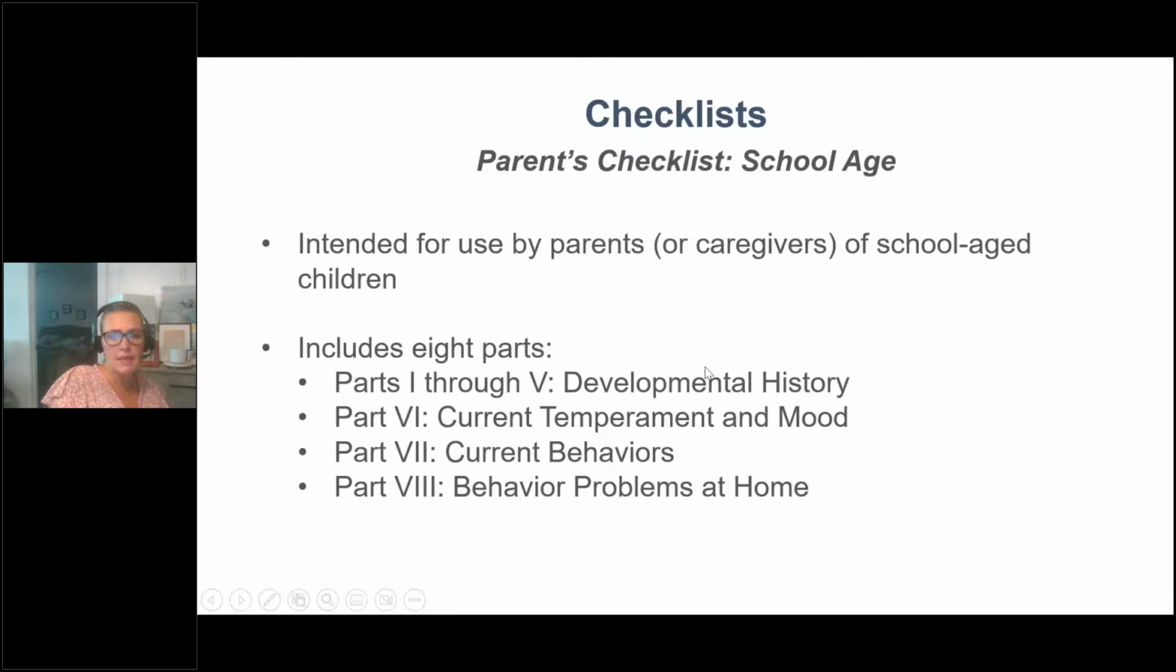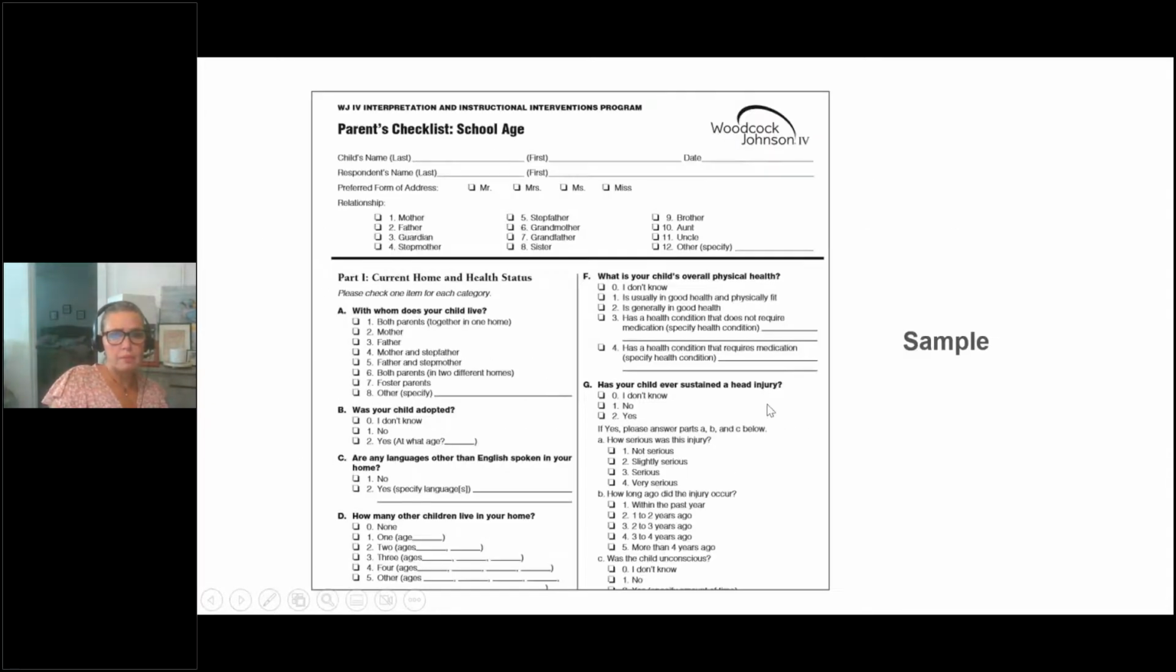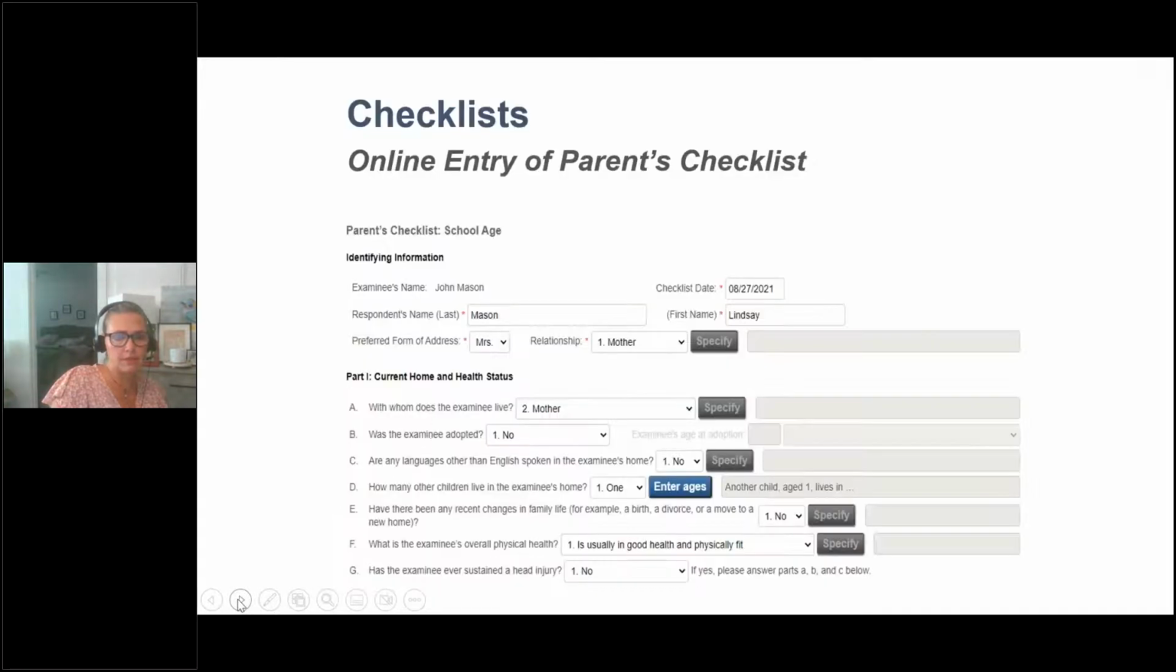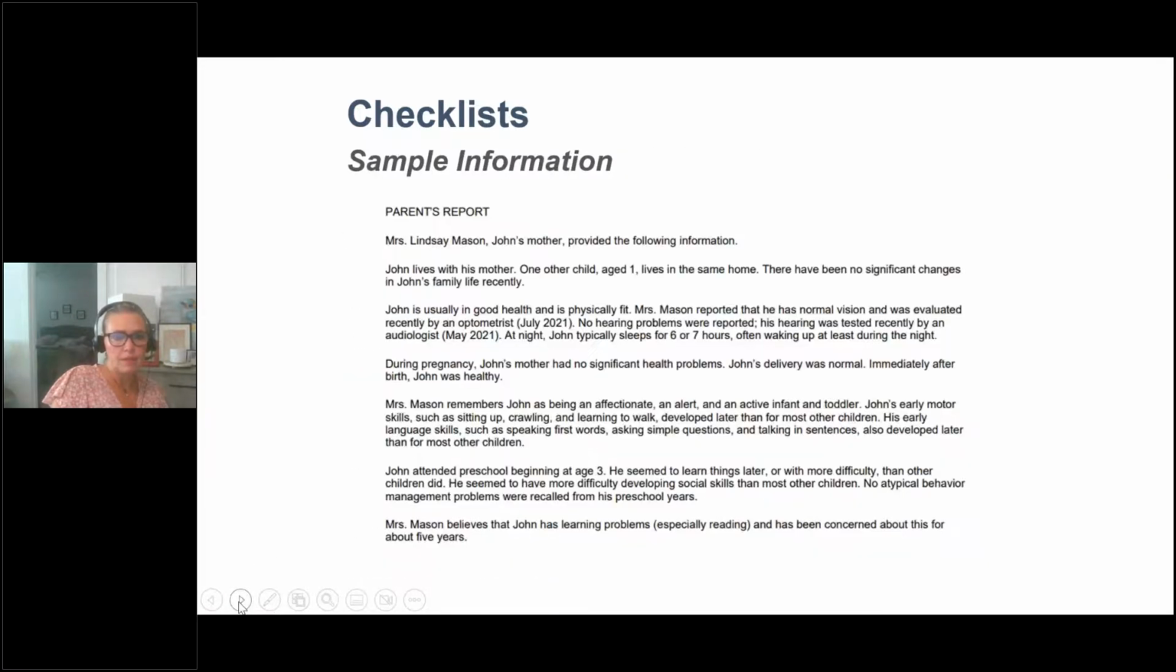So again, when we're thinking about our comprehensiveness, we're thinking about pulling in developmental history, we're bringing in information about behaviors, etc. We can incorporate the parent checklist for that information as well. And this is just a snapshot of that parent checklist. Here's an example of how you can go in and actually insert the responses within Riverside Score so that these responses will be included in that comprehensive report. And then this is just a sample of what it might look like in the parents report.